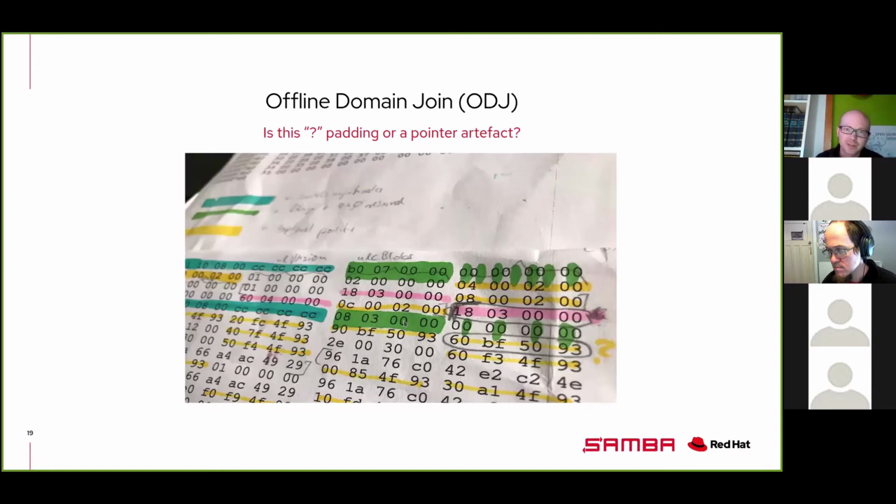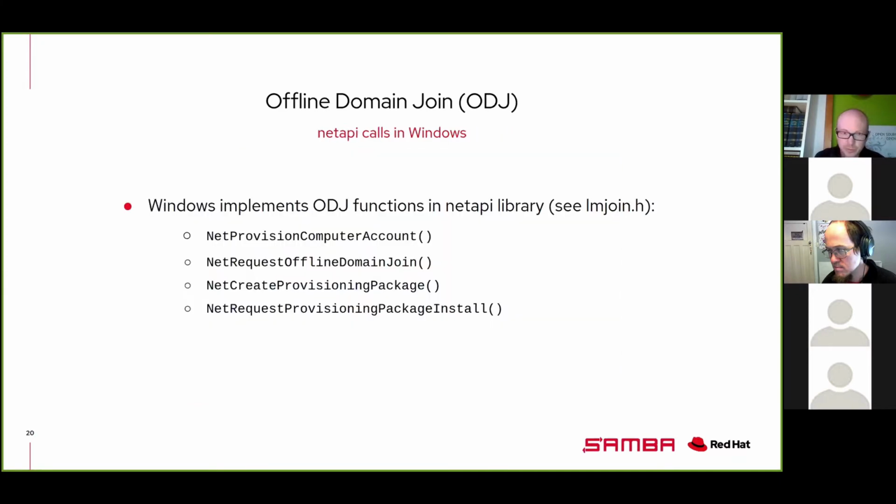In particular, this last one, you see this yellow question mark here. That is still one of the last unknown things in that structure, which I believe is either a padding or a pointer artifact, something that we also have in the Kerberos pack IDL. So really a tedious task to get it all working, but in the end, we were able to fully understand that structure.